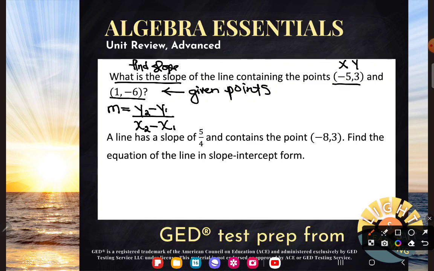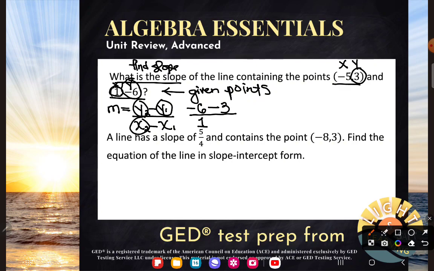So now that I've said that, now I can take the second y and subtract the first y. So I think I will label this y2. So there's my second y. So I will take it, -6. And from that, I'm going to subtract my first y. My first y was 3. And that's going to go over. Next thing I need is my second x. So second x was 1.